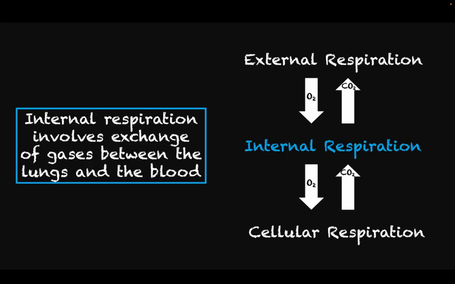Internal respiration involves the exchange of gases between the lungs and the blood. So after external respiration, once we have that air trapped in our lungs, we want oxygen and carbon dioxide to move from that air into the blood and vice versa.